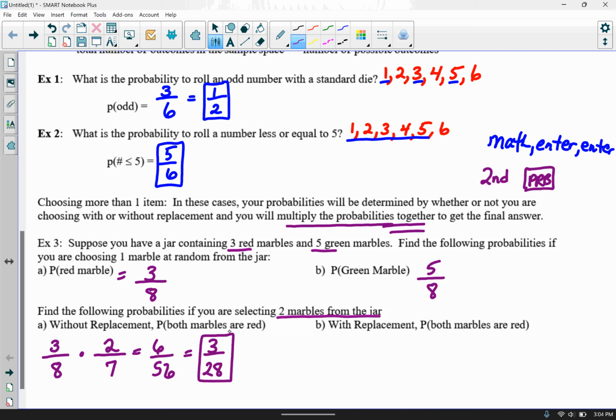Okay, let's scoot over to letter B. This time it's with replacement. So that means I'm going to choose my marble, I'm going to look at it, but then I'm going to put it back.